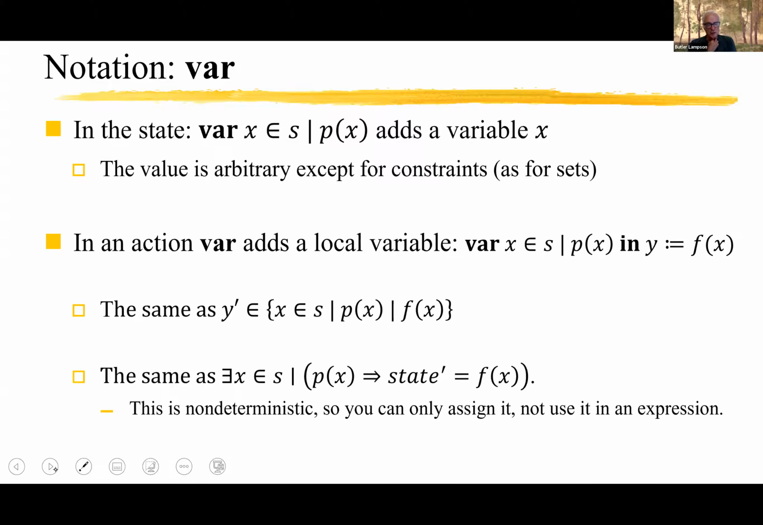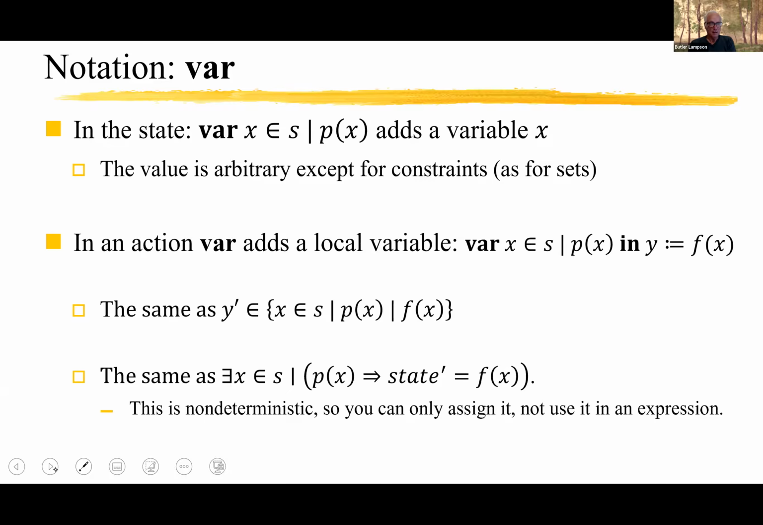One other piece of notation is introducing variables. So in the state, if we write it, we're going to introduce a variable x, which is in some set and satisfies some predicate, adds that variable to the state. And the value is going to be arbitrary except for the constraints that were imposed on it, i.e., the value's got to be in the set, and p of x has to be true. In an action, var adds a local variable. So here's the canonical example. You have var x in S such that p of x in set y to f of x.